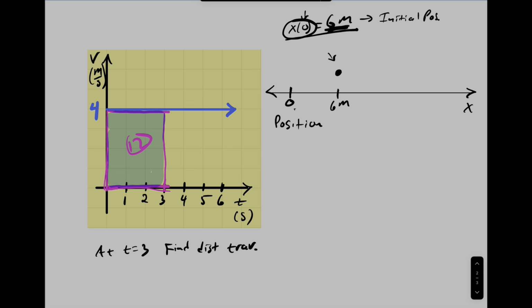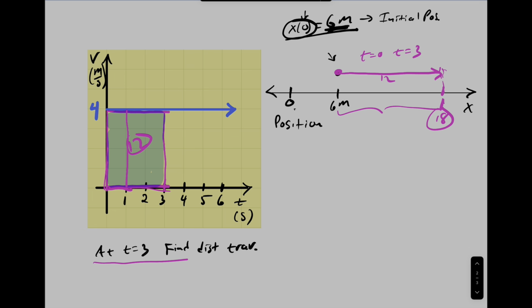But if you think about it, every second I accumulated 4 meters, right? 4 meters per second, 4 meters in each second. And that equates to me finding the area. So I end up getting 12. So what does that 12 mean? Well, that means from wherever my position is, I have to move 12 meters to the right. So from t equals 0 to t equals 3, I end up moving 12 meters. So what would be 12 meters to the right of 6? That would be 18.